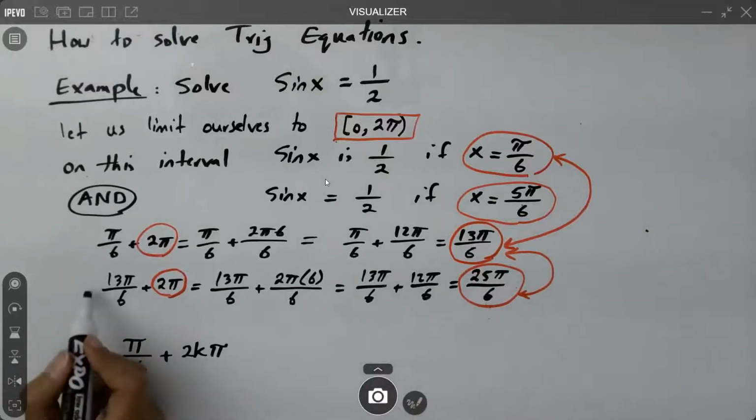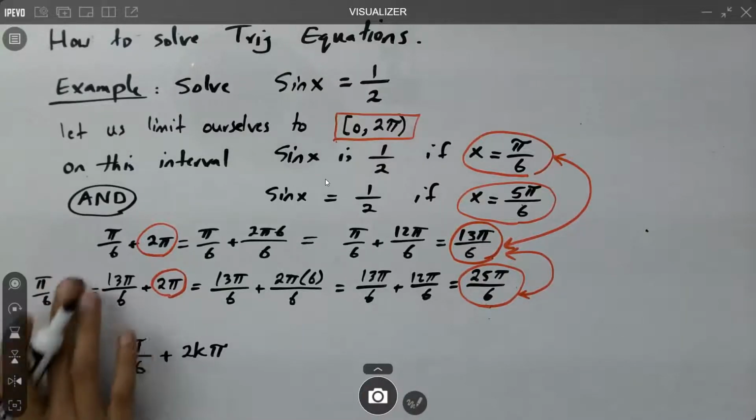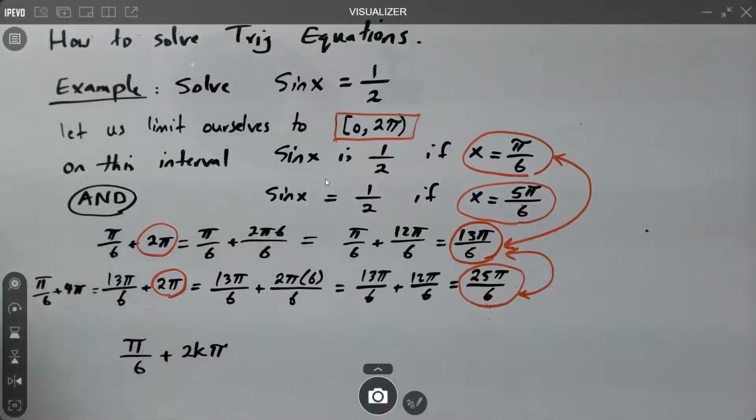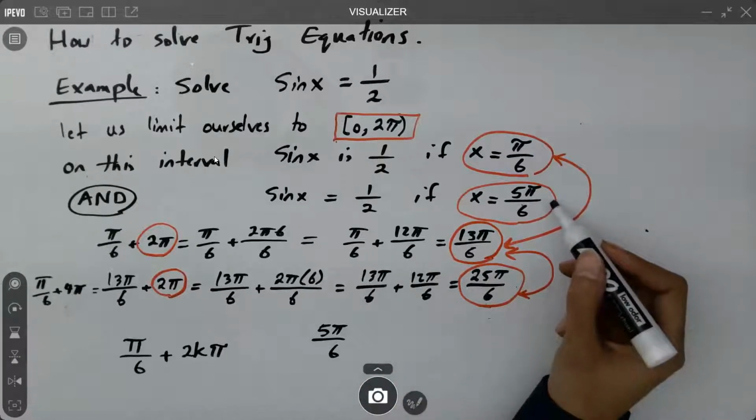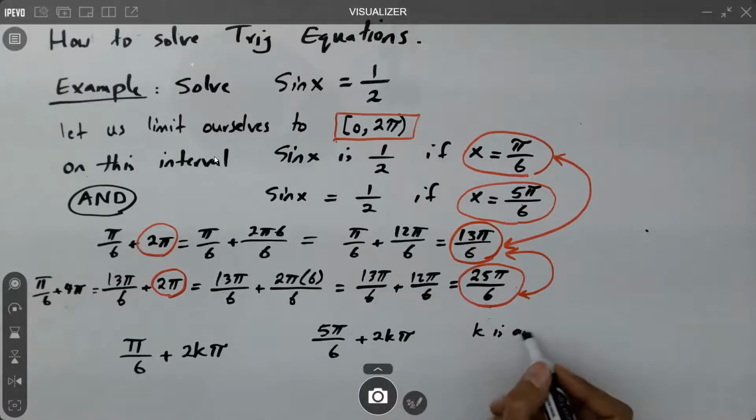What is this? This is actually just pi over 6 plus 2 times the period that you have. Okay, you can do the same thing for 5 pi over 6. So you have 5 pi over 6, and if you add 2 pi to 5 pi over 6, you're going to get to the next point. So plus 2k pi. What is k? K is an integer, a signed number.